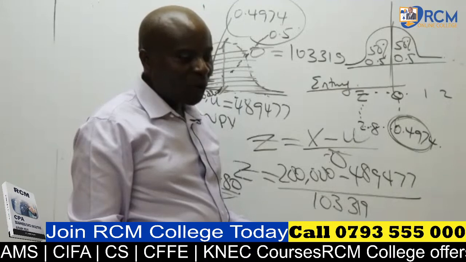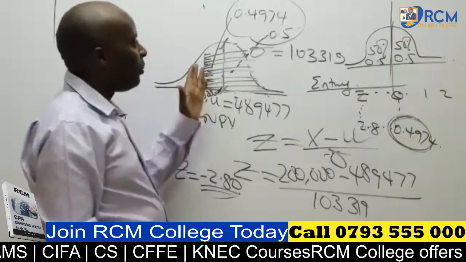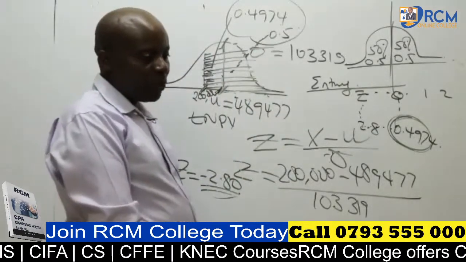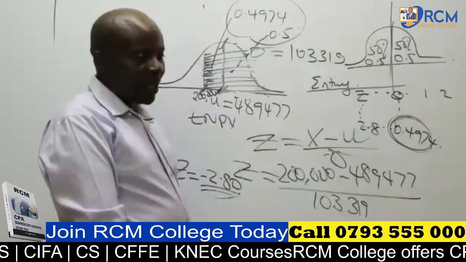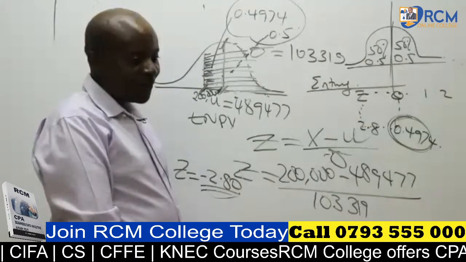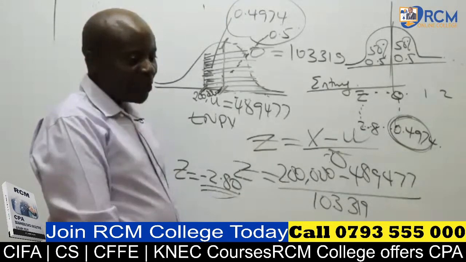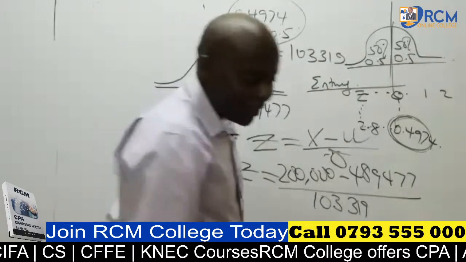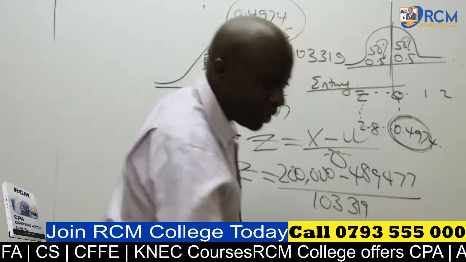The total area will be the shaded area, which will be 0.4974 plus 0.5, which is what here, somebody? 0.9974. 0.9974. Thank you very much.